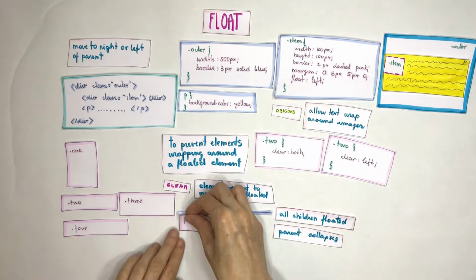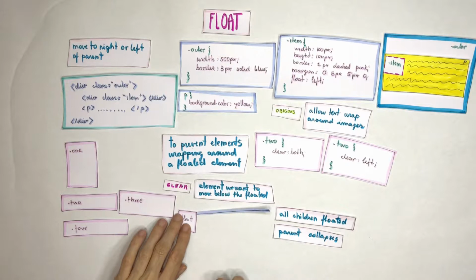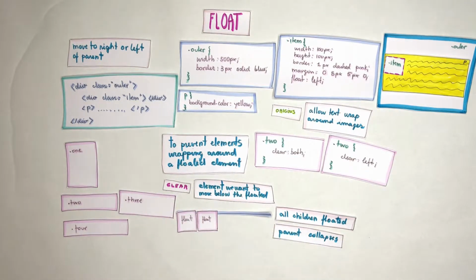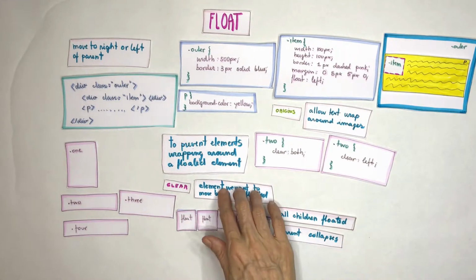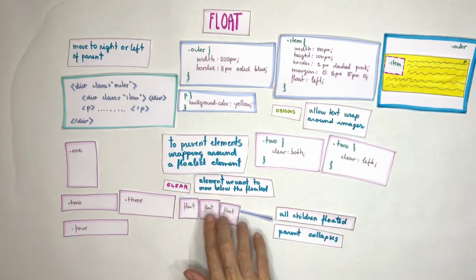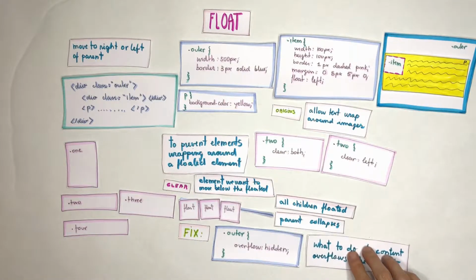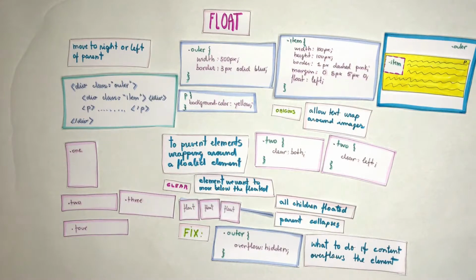If the outer element doesn't have a background or a border, this doesn't matter because we are not going to see anything in the browser. But if we want to show the background color or the border, this may be a problem. And this is why we need to know how to fix this. There are basically 2 main ways of fixing this. The first one is using the overflow property. What we do is set that property to hidden.